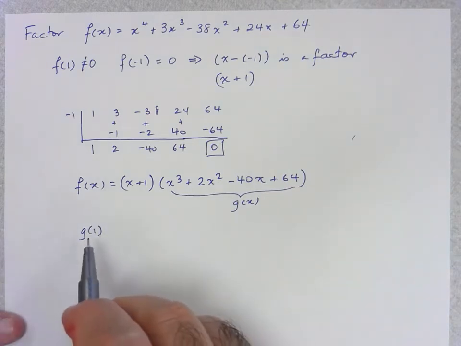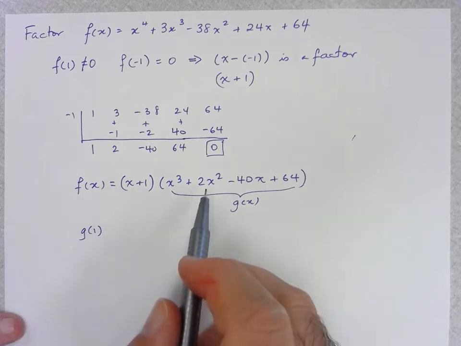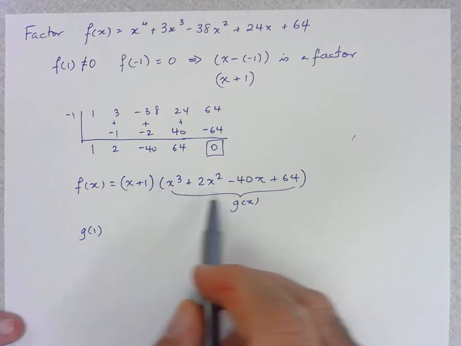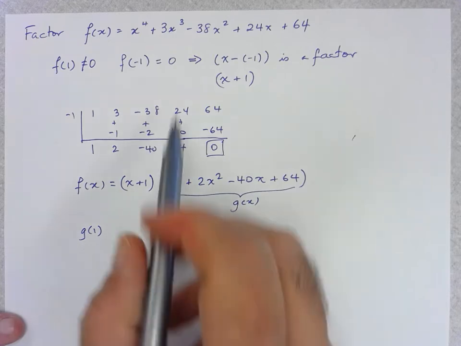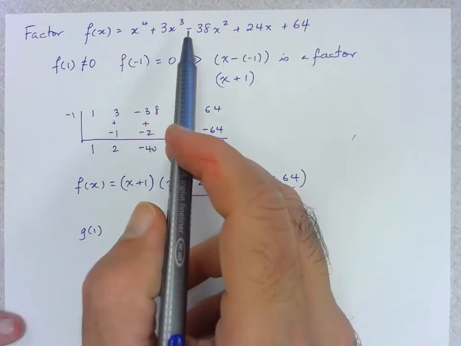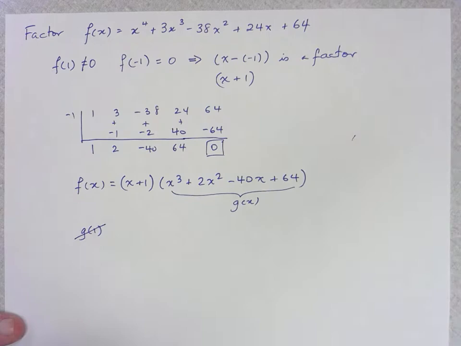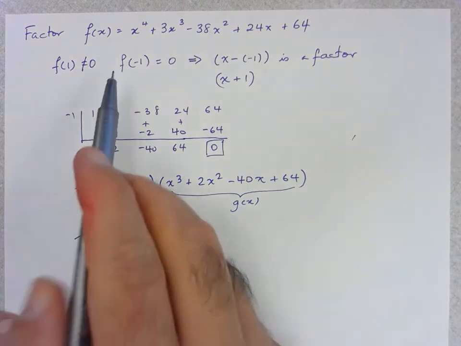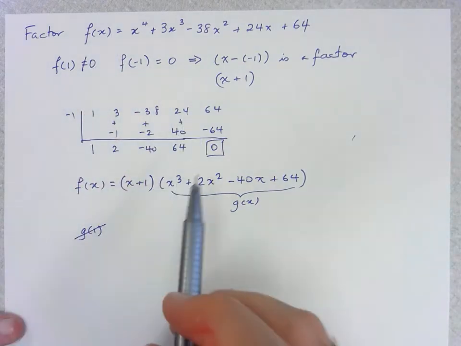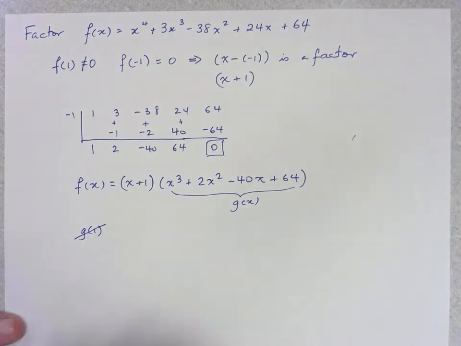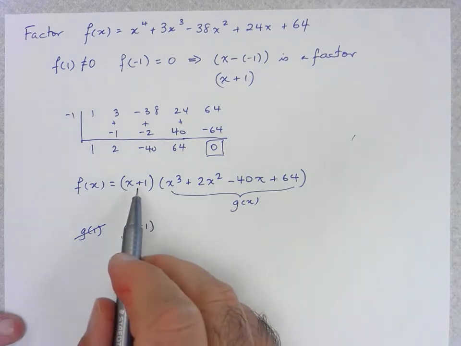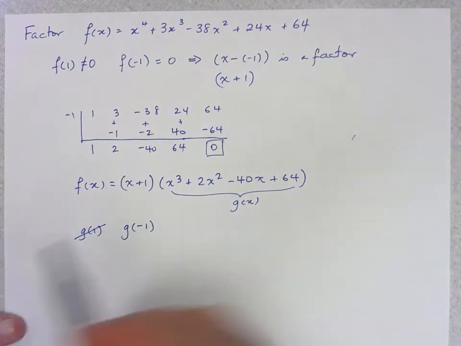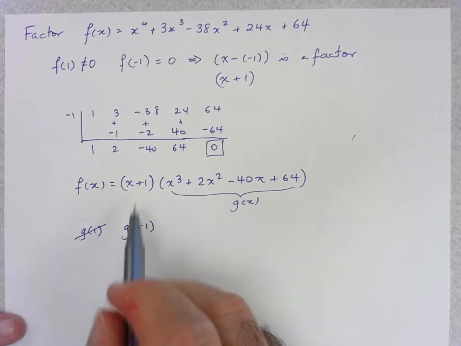Now, do I actually need to check g at 1? Okay. If 1 made this expression 0, then the whole thing would be 0. It would have made f equal to 0. So I actually don't need to check g at 1, because if it doesn't make f equal to 0, there's no way it's going to make g equal to 0. I should still check g at -1, because it is possible that we have two factors of x plus 1. There could be an x plus 1 squared. So we should still check this out.